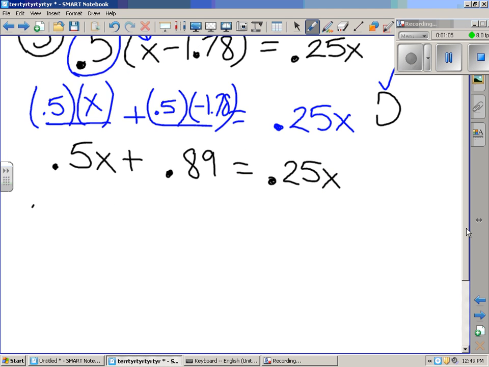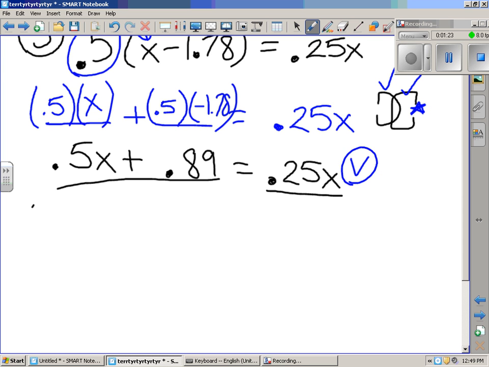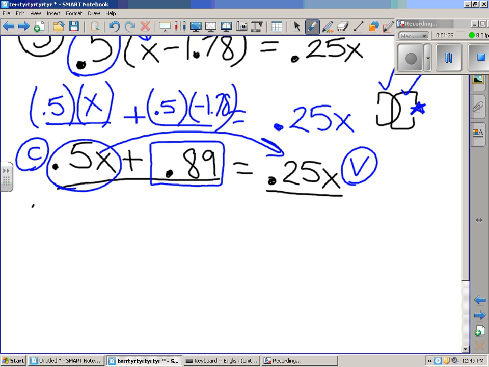Now we've completed the distributive property section, so we think about if we have any like terms to collect on the left side. We do not, and we don't have any like terms on the right side to collect. So now we're ready for the section where we label each side. I'm going to put the variables on the right side and the constants on the left side. So that 0.89 should remain on the constant side on the left, but the 0.5x needs to move over to the variable side.